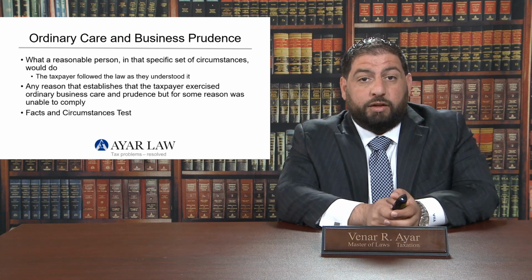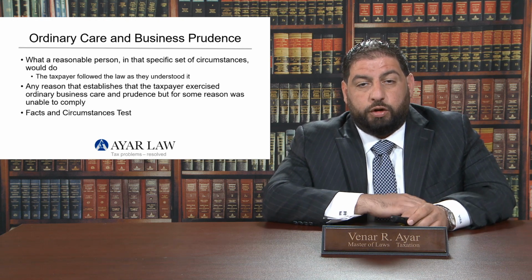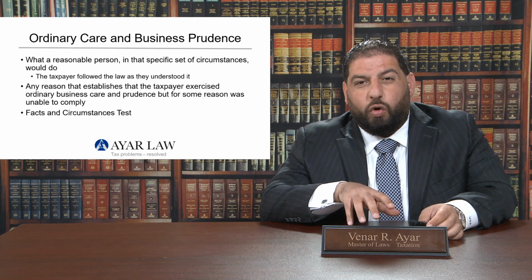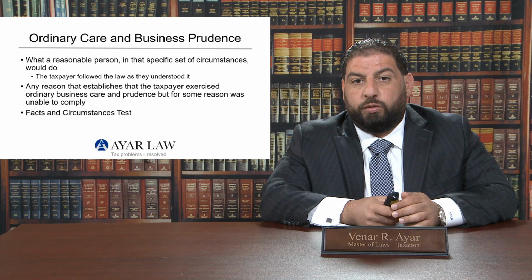So, like I said, when it comes to filing and payment-related penalties, reasonable cause exists when you can show that the taxpayer exercised ordinary business care and prudence. So let's talk about what that means. Ordinary business care and prudence is defined as what a reasonable person in that specific set of circumstances would do. If the taxpayer followed the law as they understood it, then generally you can say that they exercised ordinary business care and prudence. Any reason that establishes ordinary business care and prudence, but was unable to apply, would be enough for a reasonable cause waiver.